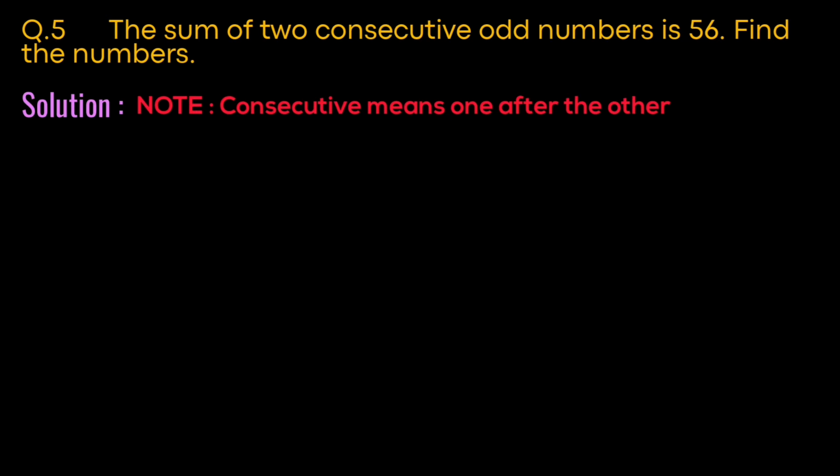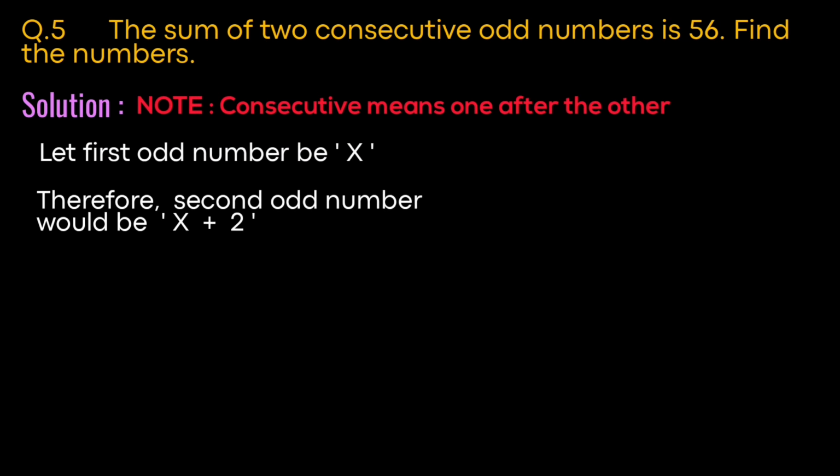So let us consider the first odd number to be x and the second odd number would be x plus 2. Now the numerical says the sum of two consecutive odd numbers is 56. So we have the condition x plus x plus 2 equals 56. On further solving, we get 2x plus 2 equals 56.